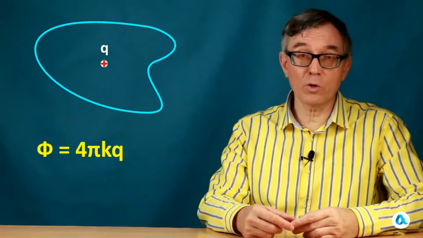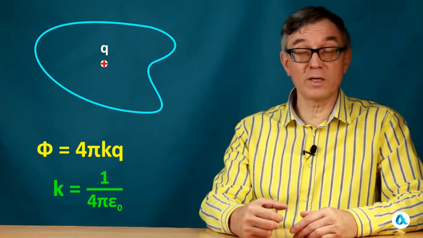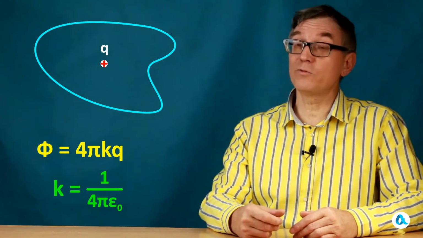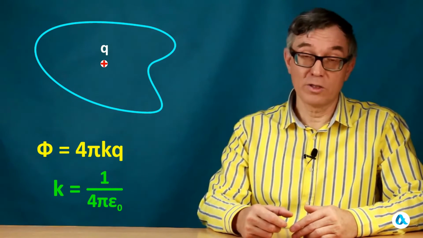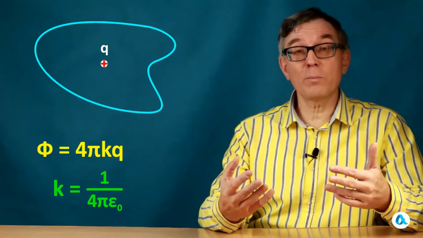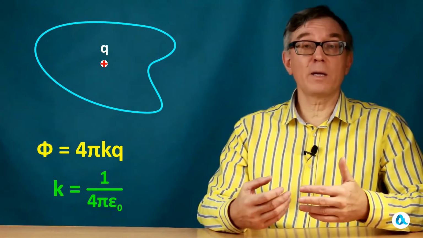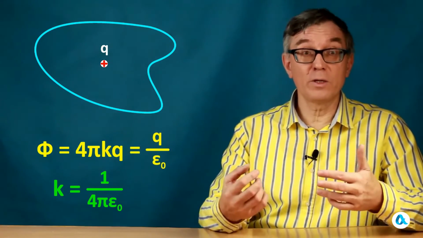Additionally, it should be noted that in the SI system, the coefficient k is conventionally written as 1 divided by 4 pi epsilon naught, where epsilon naught is the electric constant. And it is written this way, obviously, so that the 4 pi cancels out. And then we have that the flux is equal to q divided by epsilon naught.